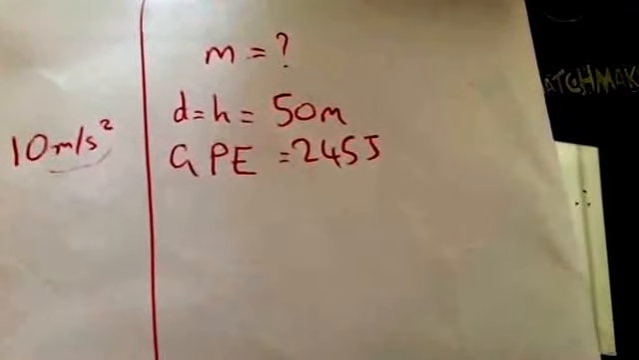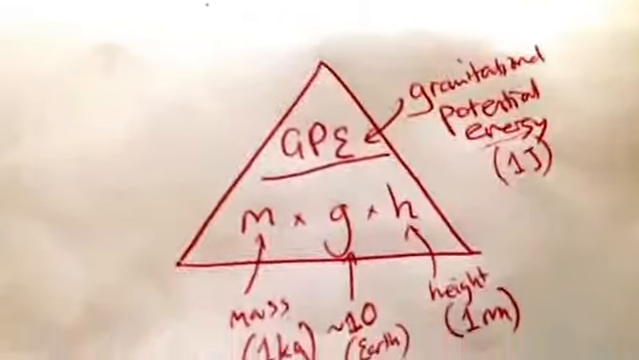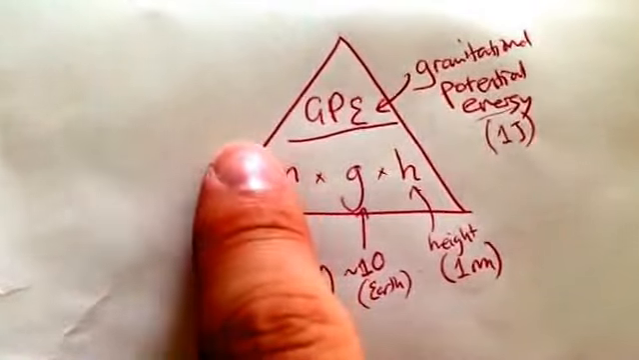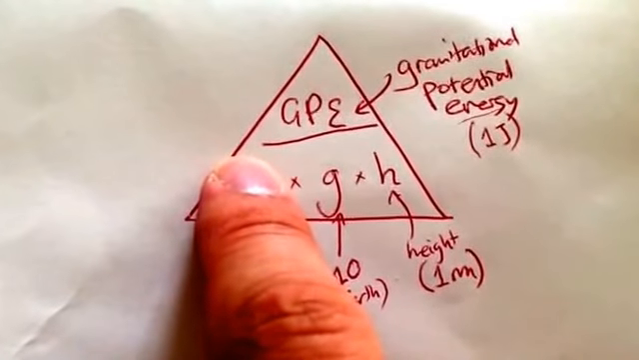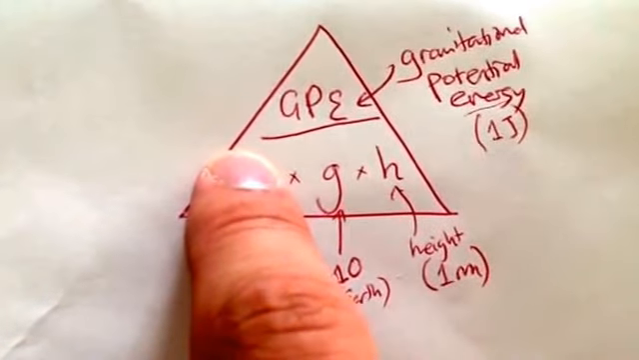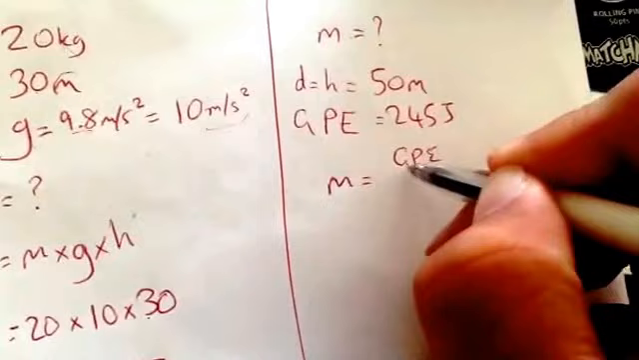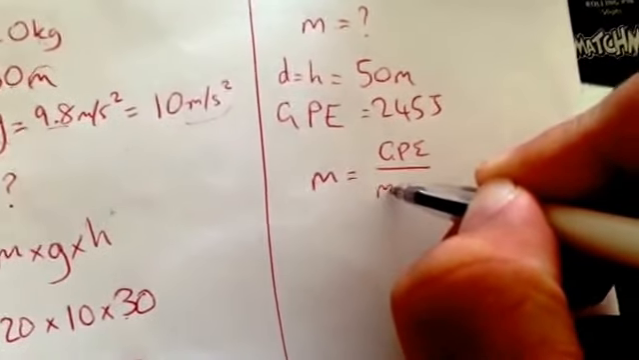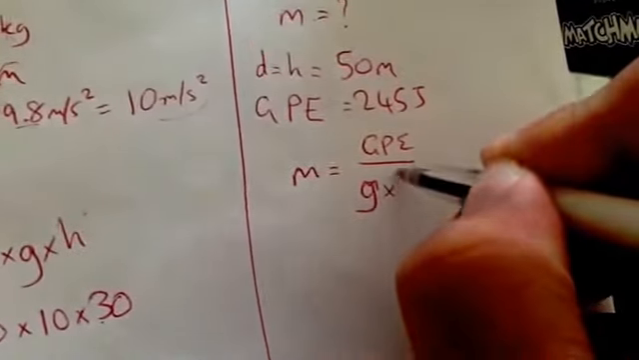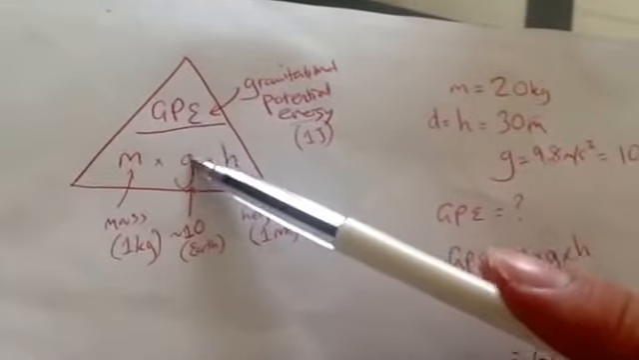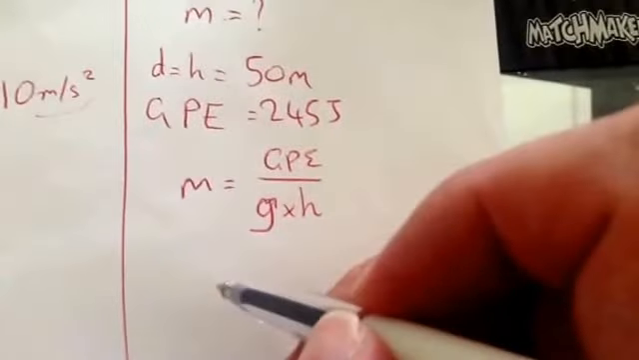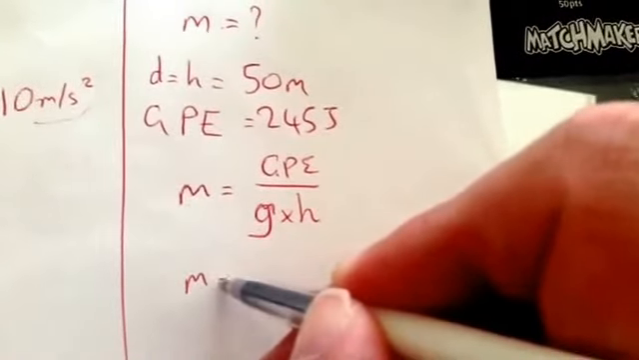And what's the formula for mass? We look at our triangle, we cover up M. M equals GPE divided by G times H. Mass equals GPE divided by G times H. So that's our formula. We put in the numbers.